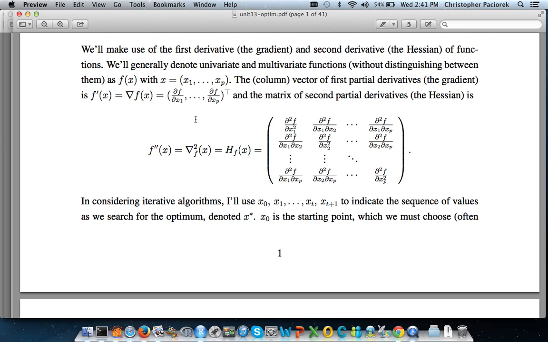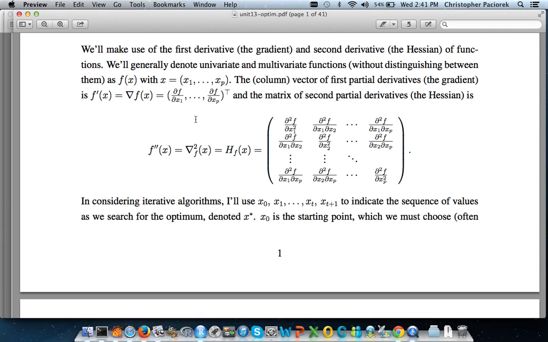So the idea is I'm going to start with some starting value, and let's call that x0. And then I'm going to come up with some iterative algorithm that basically, hopefully, takes steps towards the minimum and converges toward the minimum. So the next step might be x1, then I might take a step to x2, and then x3, x4, x5, et cetera, et cetera.